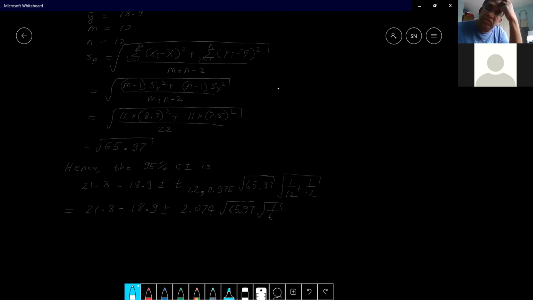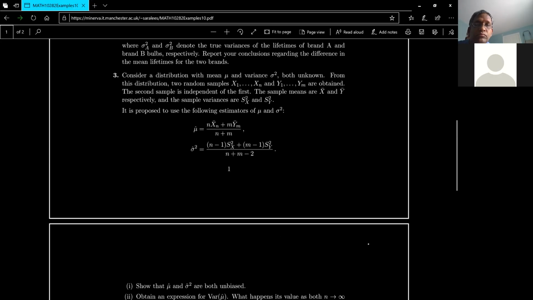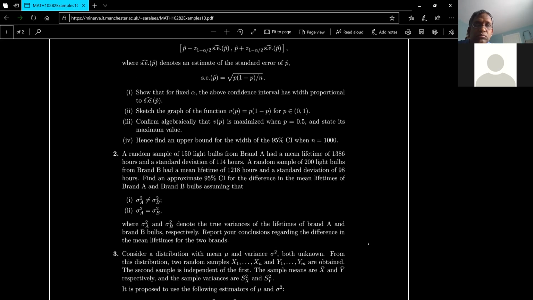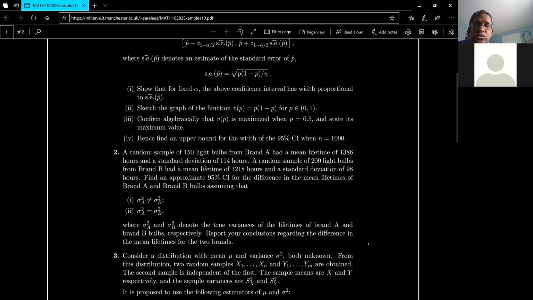So the only question we haven't done in this example sheet is question number 2. So can you try question 2, please? Question 2 from example sheet 10. That's the only question I haven't done today. So let me go back to the example sheet. Okay, so it's this one here. All right, this is example number 2.